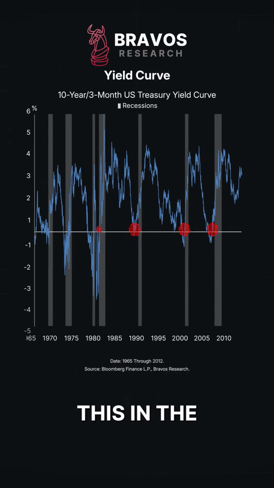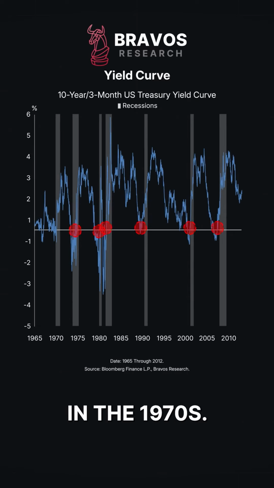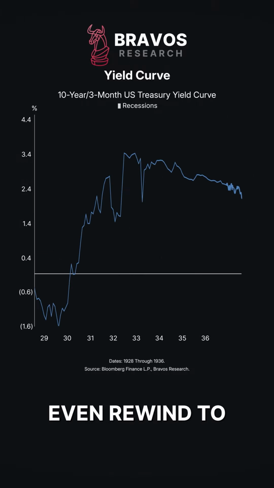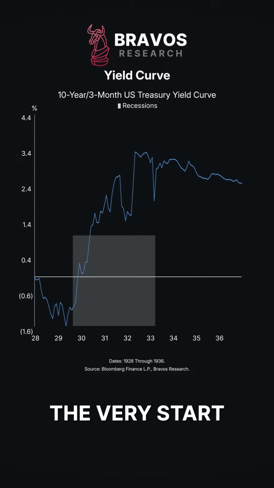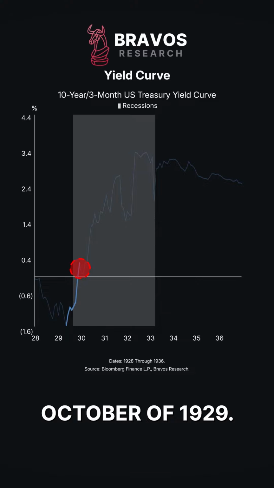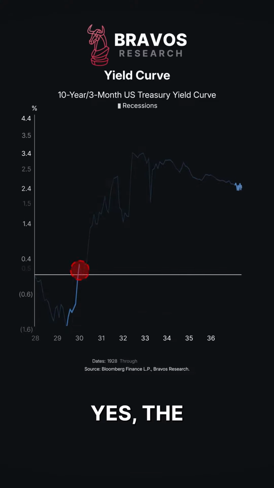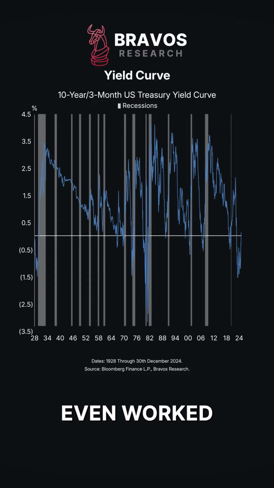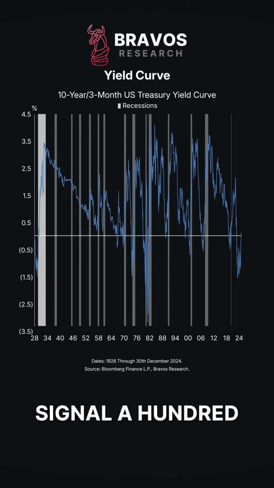We also saw this in the lead up to the recessions that occurred in the 1970s, and we can even rewind to 1928, right at the very start of the Great Depression. The yield curve uninverted in October of 1929. Yes, the yield curve uninversion even worked as a recession signal 100 years ago.